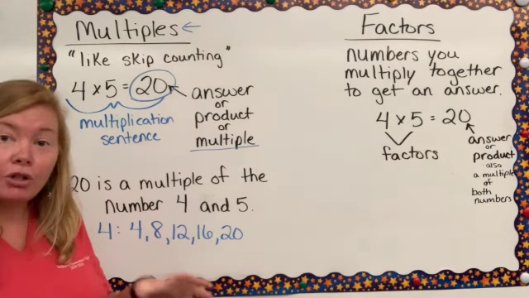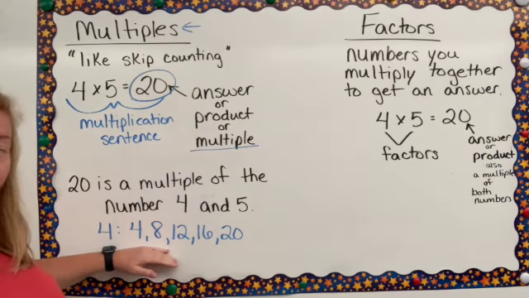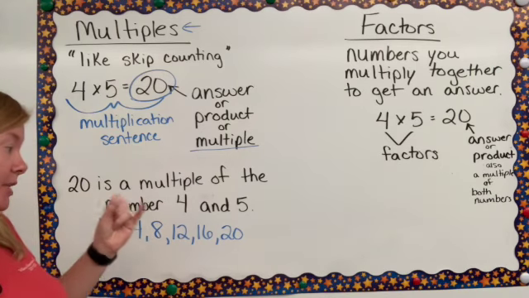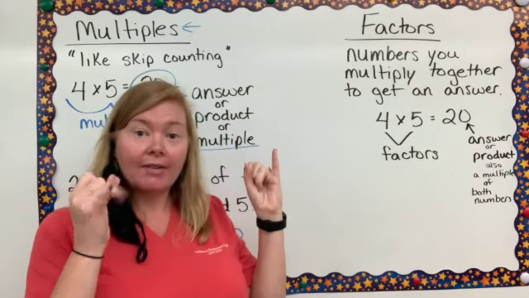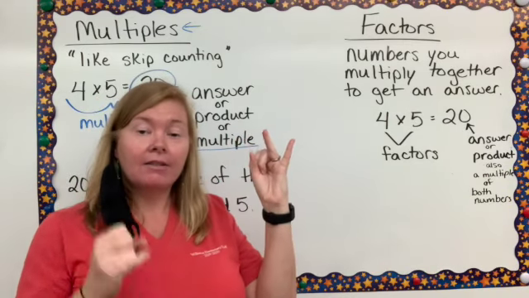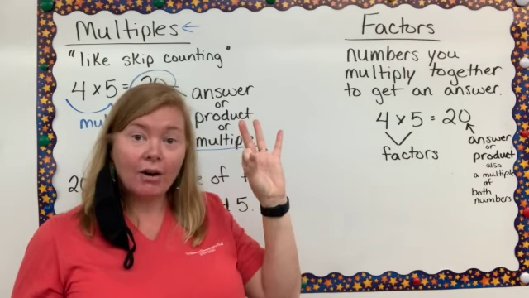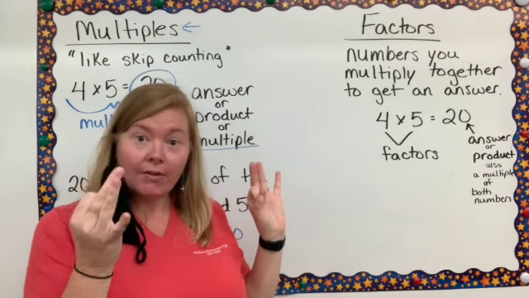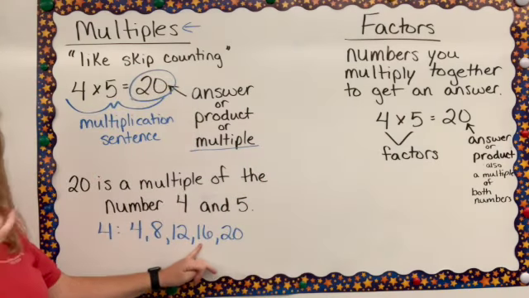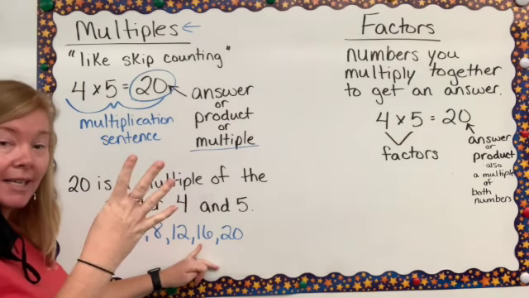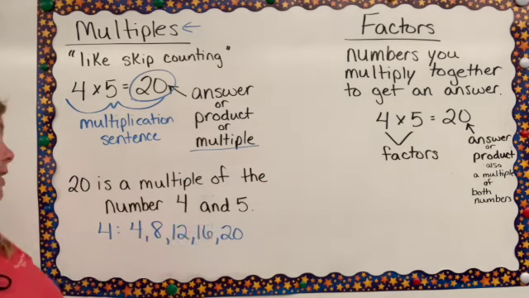Now, for those of you that are just tuning in today, maybe, to figure out your multiples, it's like skip counting. So you say 4, and then you add 4 more to it. So 4, 8, 12, 16, 17, 18, 19, 20. And then 20 is our 5th multiple. So that's what we've been working on.